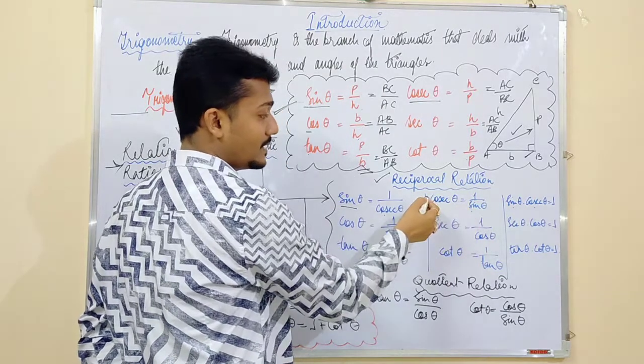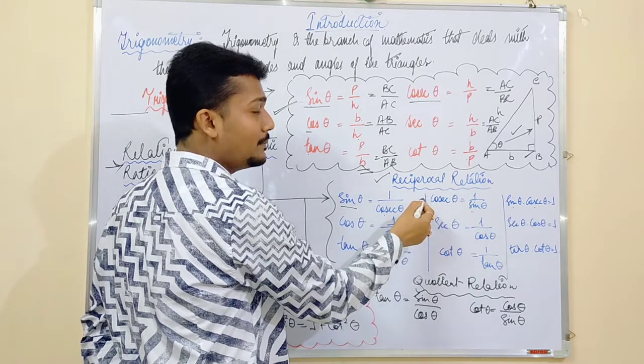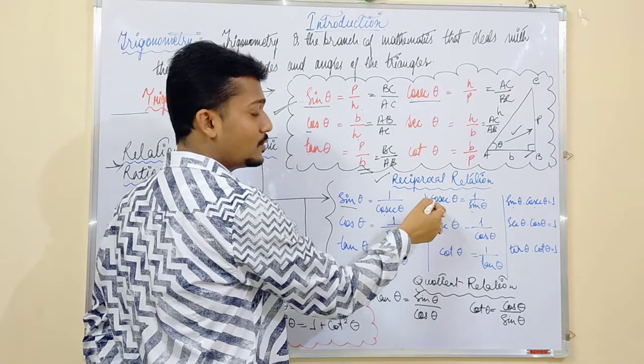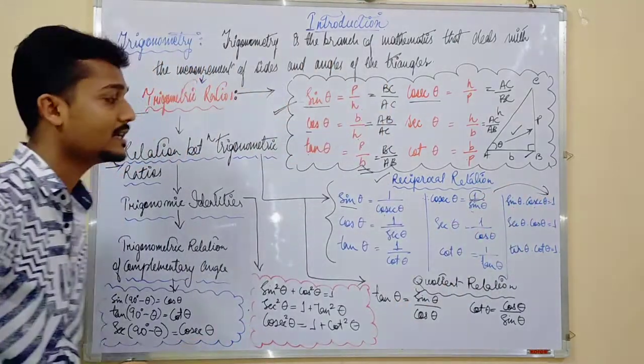If I bring it here, that means sine into cosec it will become, isn't it? Here it is divided, if it comes here it will become a multiplication sign. That means sine theta into cosec theta is equal to, what will be left? 1. So sine theta into cosec theta is equal to 1.